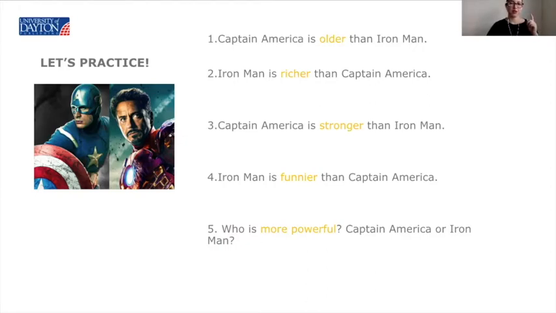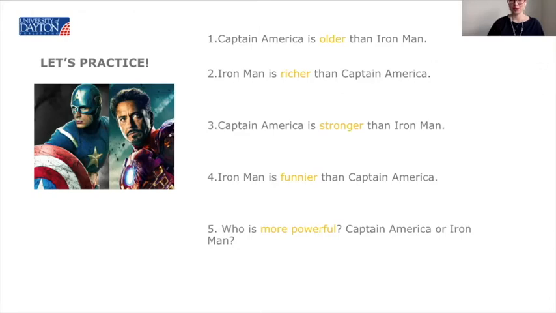Okay. Iron Man is richer than Captain America. He has a lot of money, okay? So that's something that you must know as well if you have watched the movies, okay? Captain America is stronger than Iron Man because he actually has like the shield and it was like a soldier, okay? And Iron Man, he just has like this very cool suit, but he as a person, he's not really strong. Iron Man is funnier than Captain America. He has like this very dark sense of humor and I find it really funny.